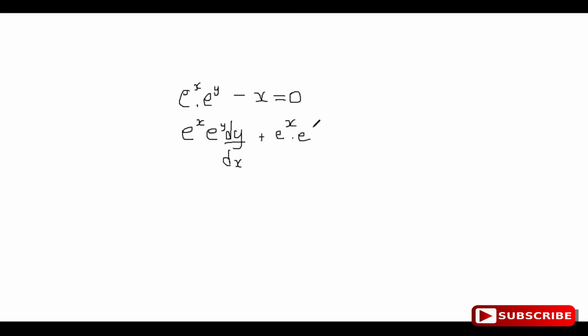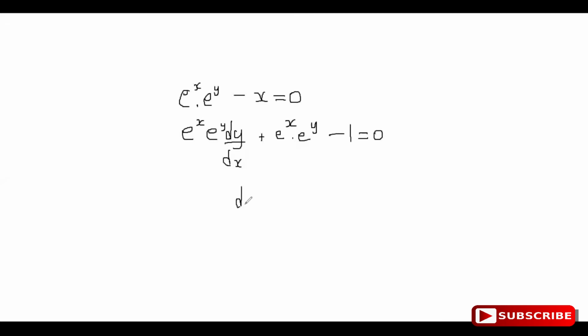So let's differentiate it using VDU plus UDV. This is your U and this is your V. And so you write VDU plus UDV. Then differentiate that x part, now we get minus 1, and that's equal to 0. So we just need to make dy by dx the subject now.